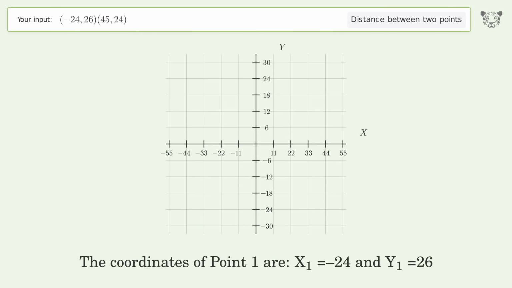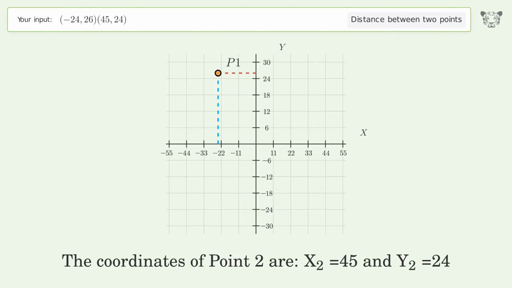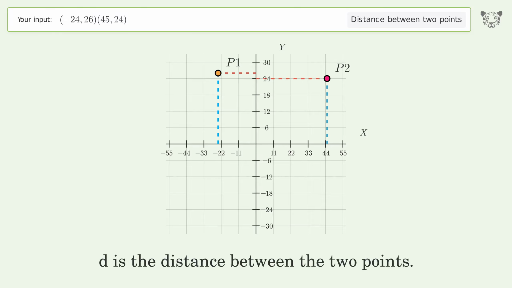The coordinates of point 1 are x1 equals -24 and y1 equals 26. The coordinates of point 2 are x2 equals 45 and y2 equals 24. D is the distance between the 2 points.